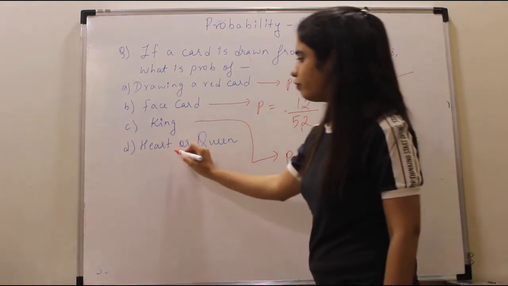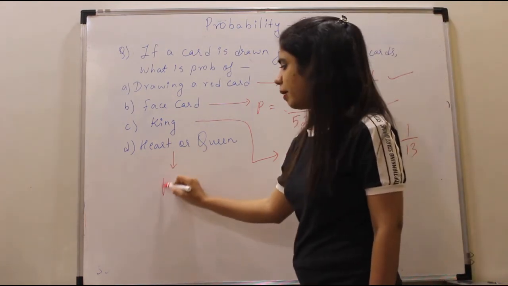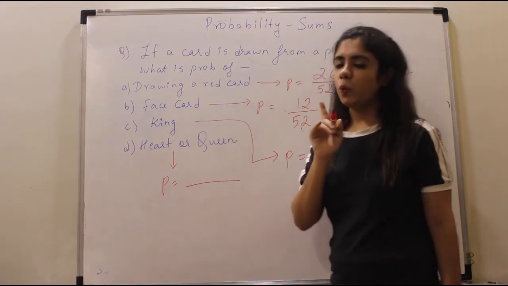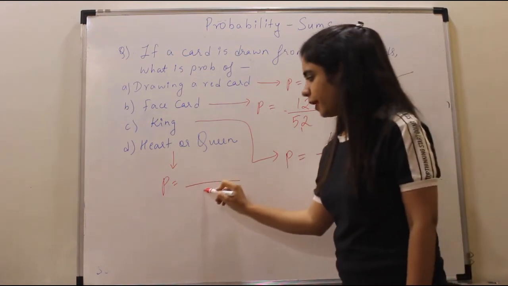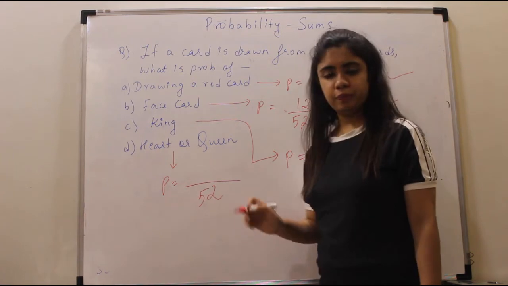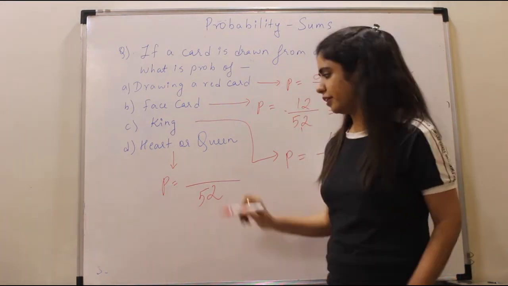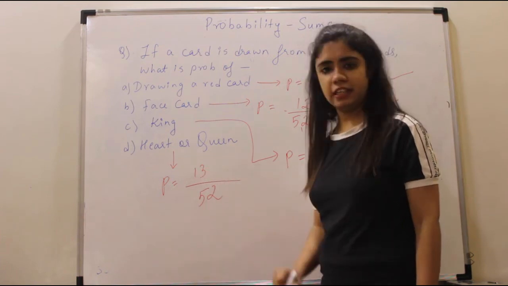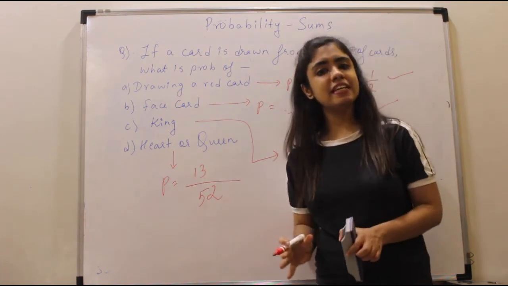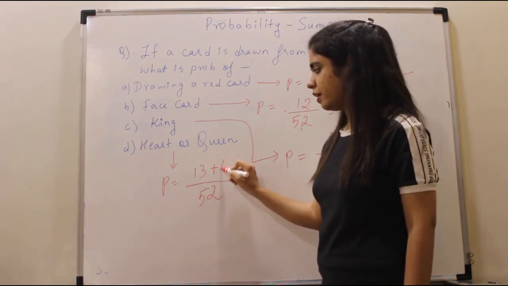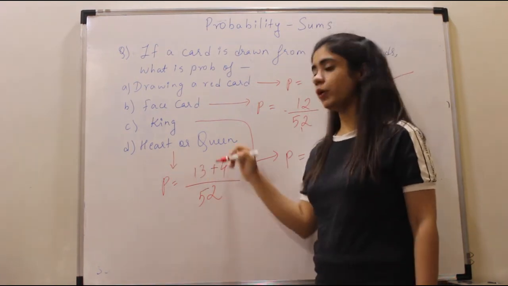So if you talk about your final condition, the probability it to be a heart or a queen. Very, very important. Look, my denominator is 52. How many hearts are there? There are 13 hearts. Okay? How many queens are there? There are 4 queens, one of each section. So 13 or 4 because heart or queen.